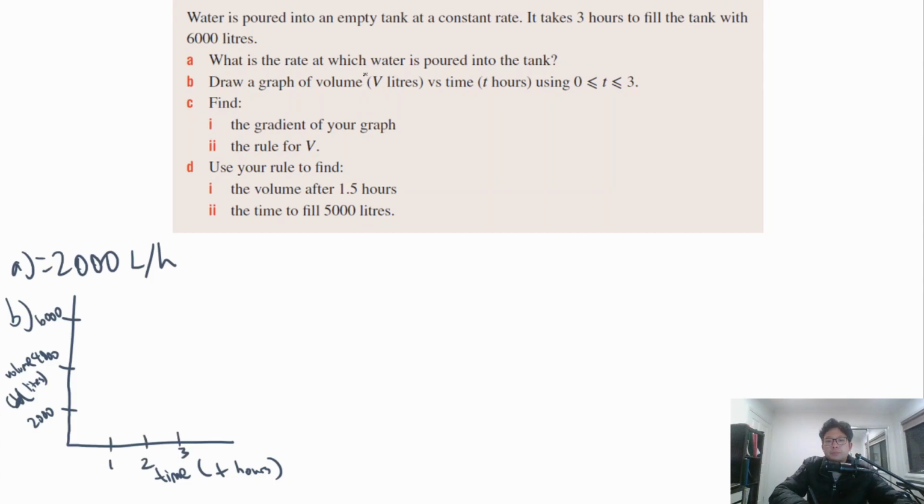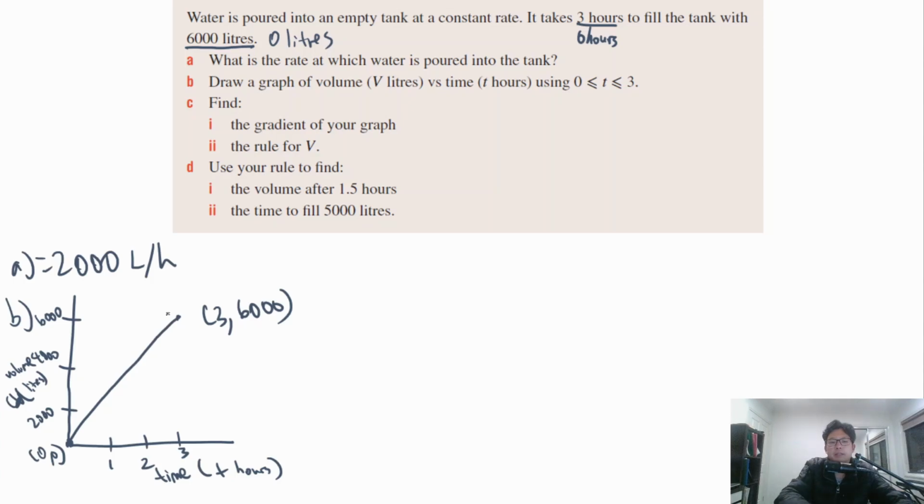We know that the ending point is 3 hours and 6,000 liters. We only need the starting and ending point to draw a graph. The starting point is 0 hours, at the start of this time, and 0 liters because we had no water at the start. So the starting point will be at the origin here, labeled 0, 0, and our ending point will be up here. Remember, always label the x-axis first, so we have 3 as the x-value and 6,000 as the y-value. This is what our graph should look like.